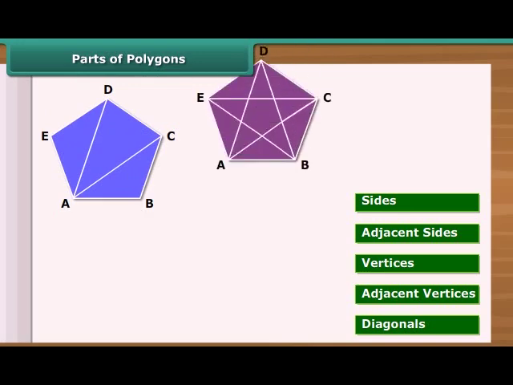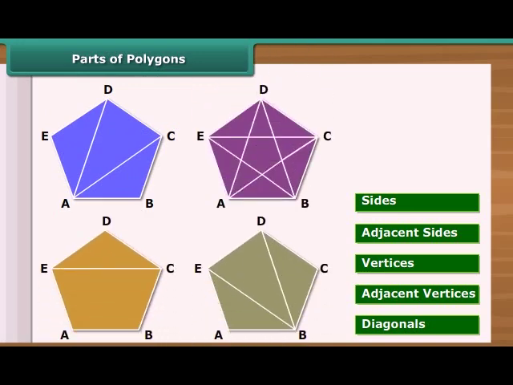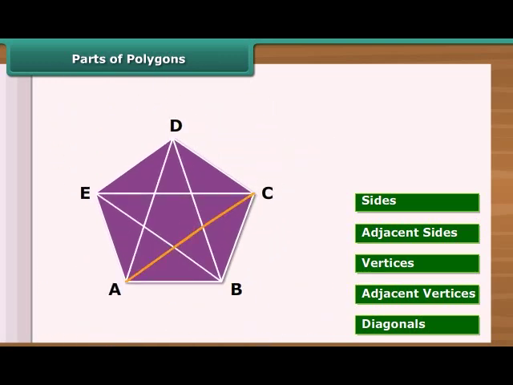Line segments joining non-adjacent vertices are called diagonals of the polygon. For example, AC, AD, BD, BE, CE are diagonals of the given polygon.